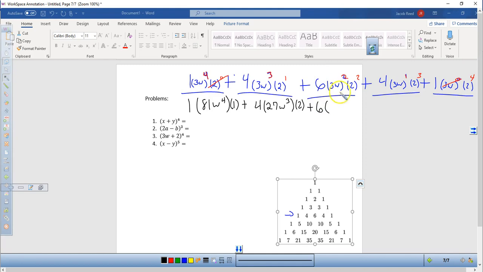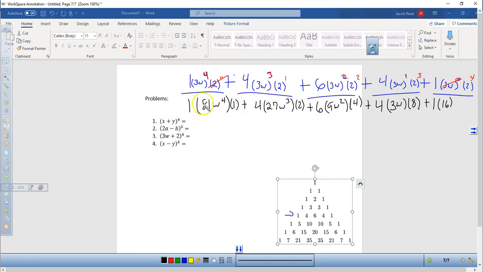Here, go to 6. 3W squared, so 3 times 3, that's 9. And then W squared. And then 2 squared, that's 4. Here, we've got 4. 3W to the 1st power is just 3W. And 2 cubed. 2 times 2 is 4. Times 2 again is 8. And the last set, I've got 1, and I've got 2 to the 4th, which means really it's just 8 times another 2, which is 16.